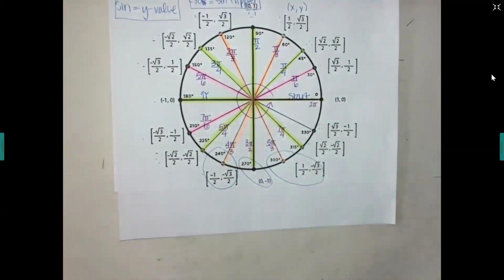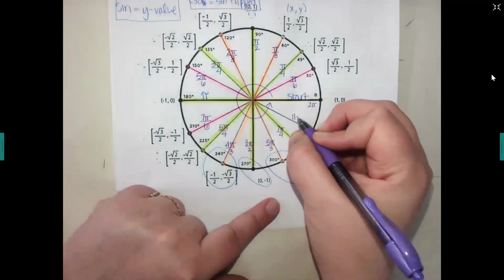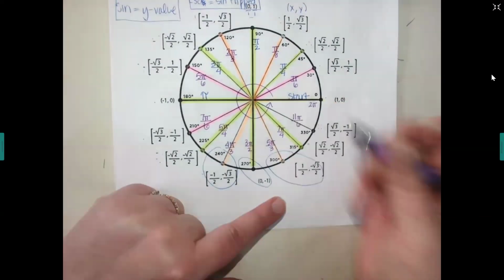Okay, now one more question. So I go 6 across the top. I go another 6 across the bottom. What is the whole circle? How many? 6 and then 6 more. 12. Then if I back it up, what does that make this? 11 pi 6. And now your circle is done.